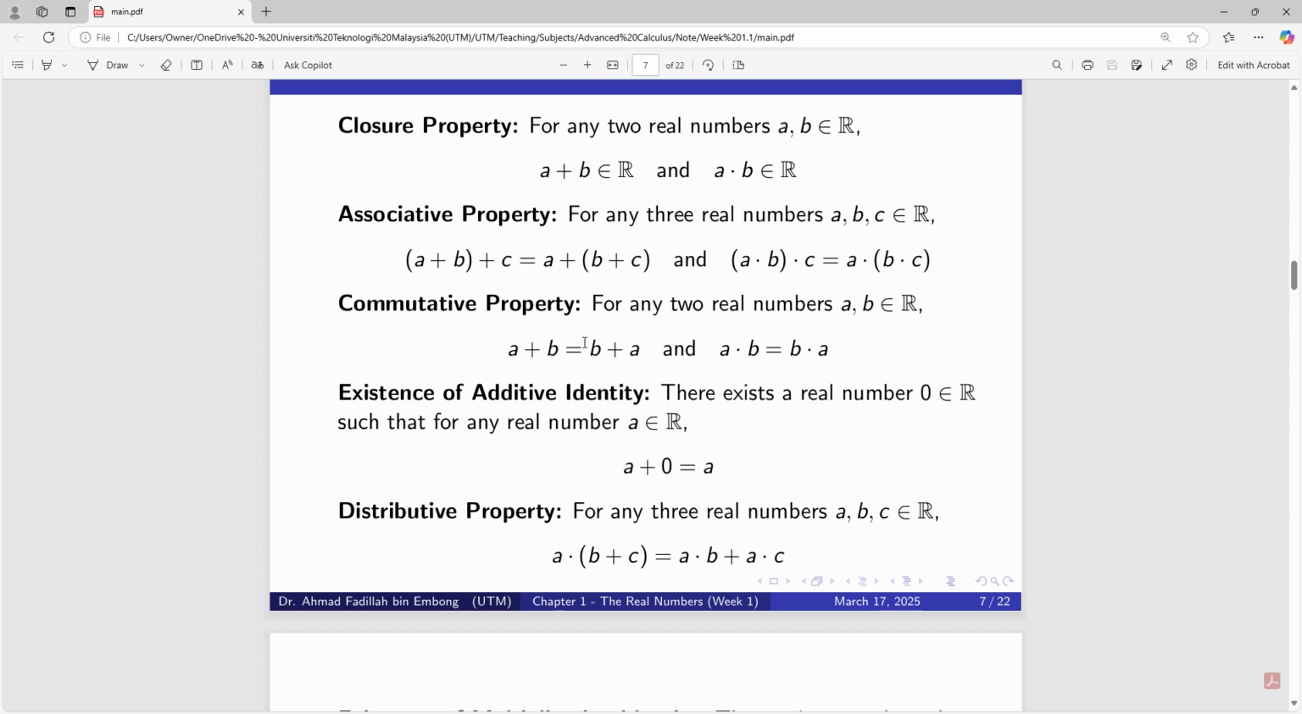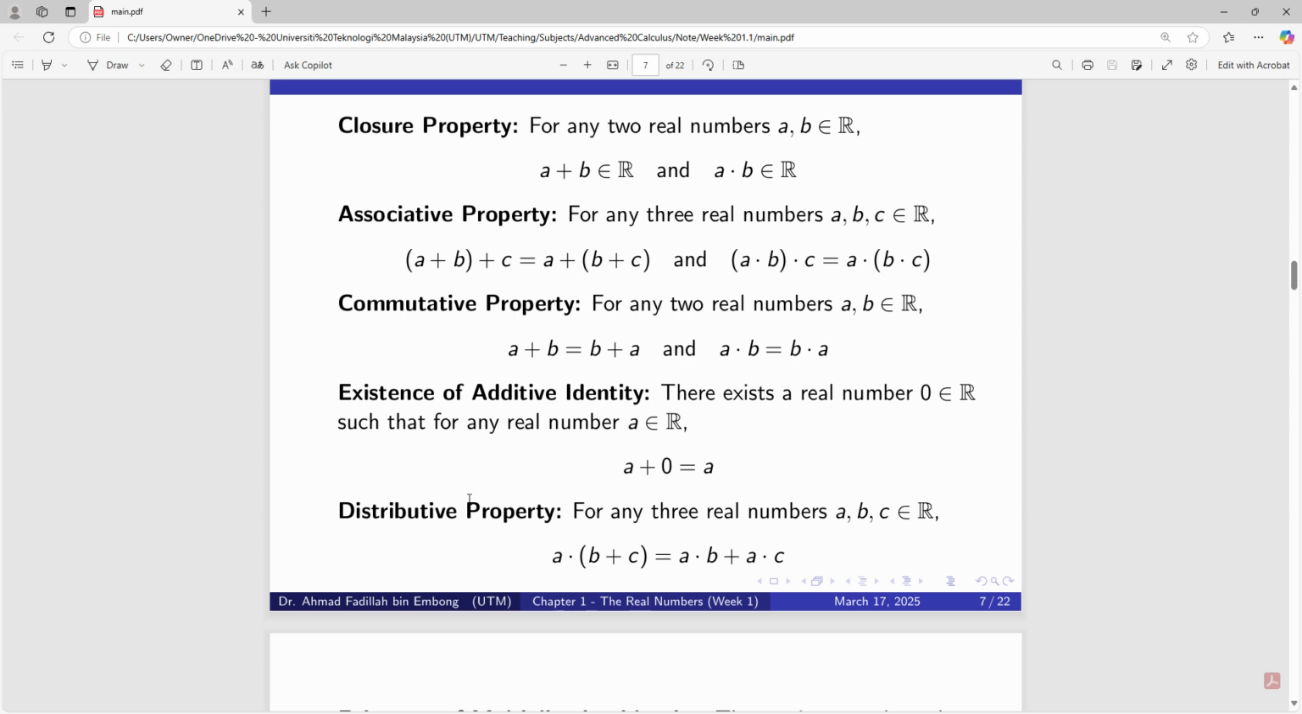What we mean by additive identity here is that if you add A plus the additive identity, then you will get A again. So in this case, the additive identity is 0, because if you add any real number A plus 0, you still get A again.